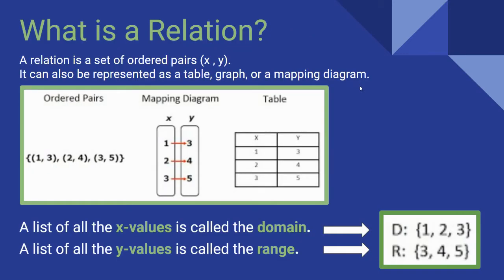What is a relation? A relation is an ordered set of ordered pairs x and y. It can be represented as a table, a graph, or a mapping diagram, and it's nothing more than what you see there. A list of all x values is called the domain. There's something you need to know. And y values are called the range.